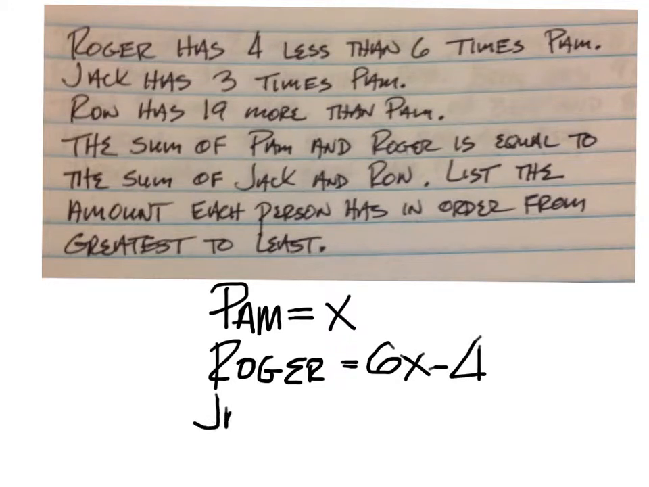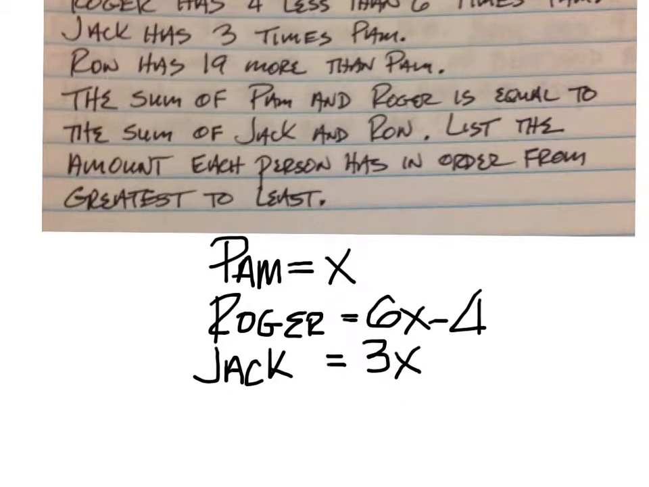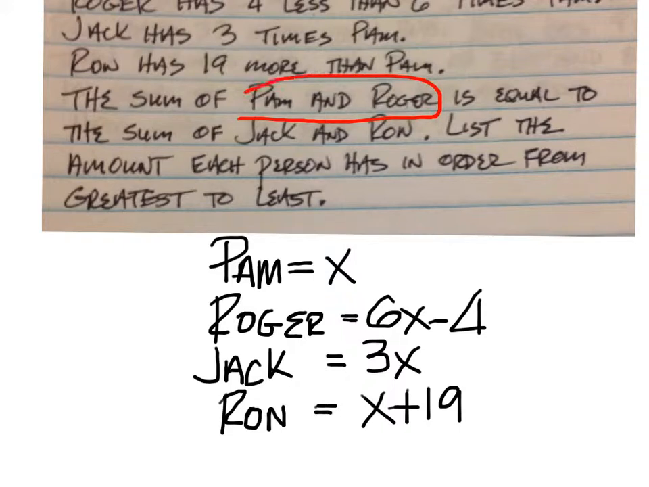Then we will go to Jack. Jack has 3 times Pam. So what's Jack? 3x. And then Ron has 19 more than Pam. What's Ron? x plus 19, yes.